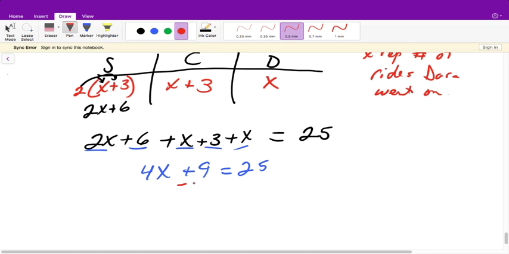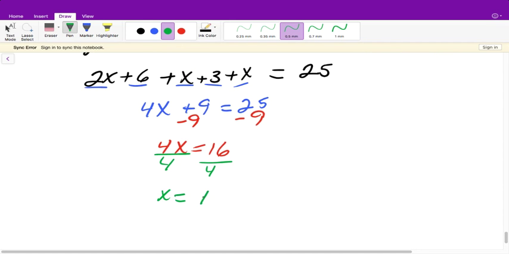And now we just solve. Minus 9, so 4x is equal to 16. Divide by 4. x is then equal to 4. So that means Dara went on 4 rides.